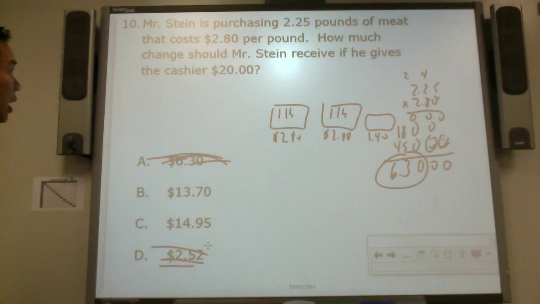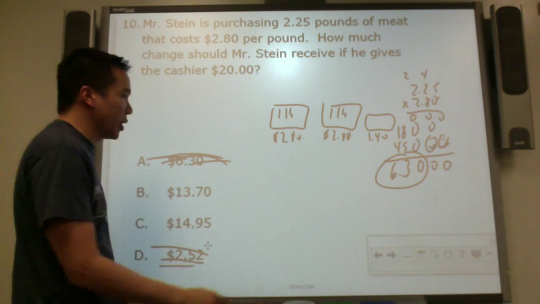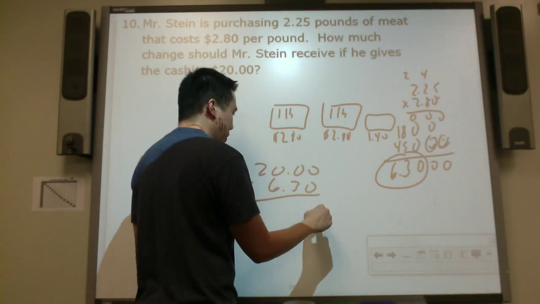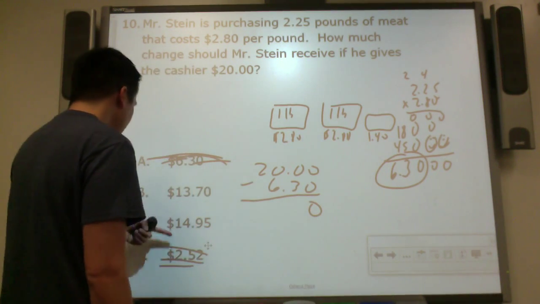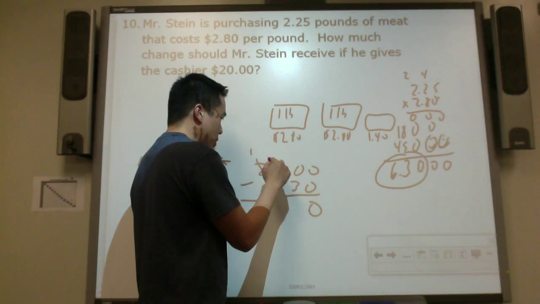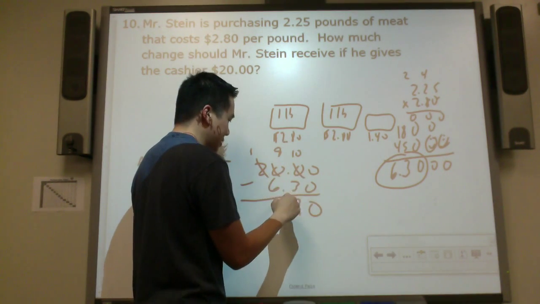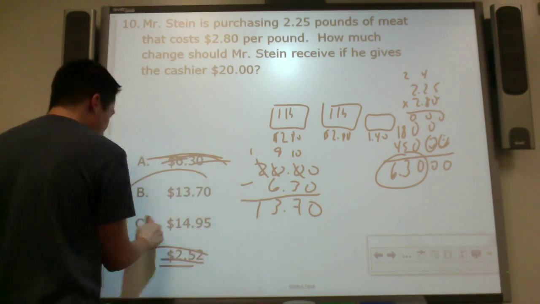If he gives the cashier $20 and he paid with $6.30, how much money will he get back? Well, it's going to be one of these, B or C. Regroup. This is a 1. This is a 9. This is a 10. 10 minus 3 is 7. 9 minus 6 is 3. 13.70 is the answer, B.